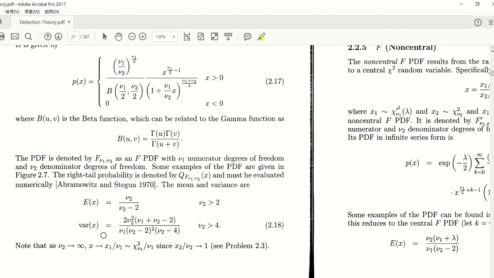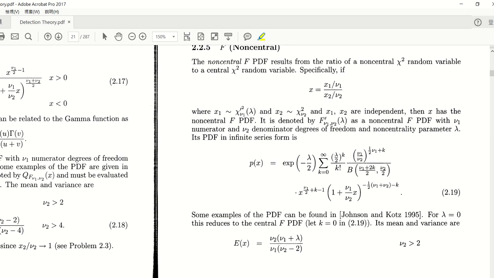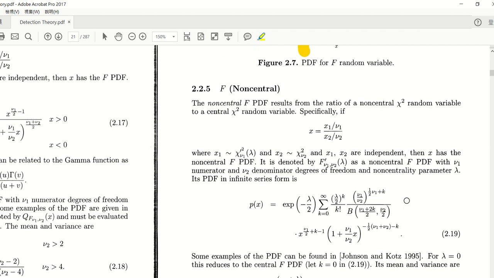This may seem strange, but in some random variables, the expectation and variance do not exist in some situations, and this is one of the cases. So we have to clarify that when it is larger than 4, then it's like this. But let's say V2 is equal to 3, then what's going to happen to the variance? The answer is it does not exist. All right. So that's the F distribution.